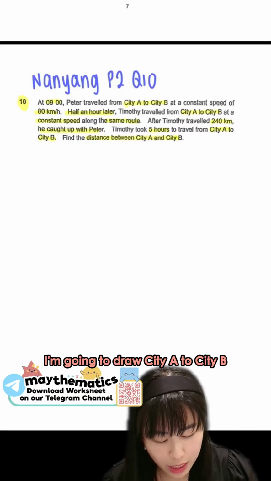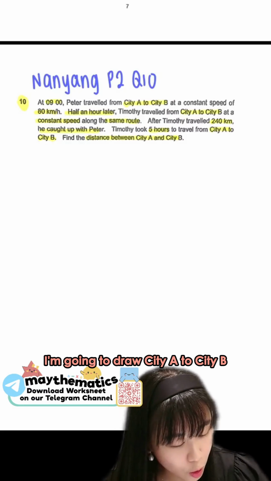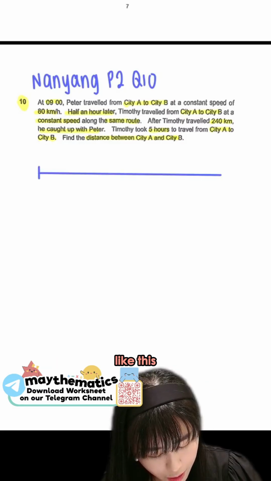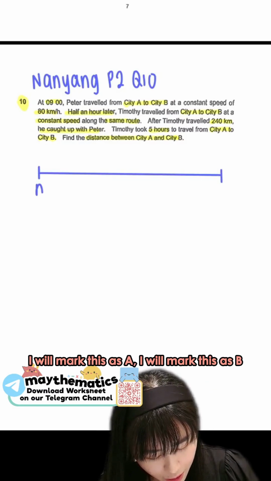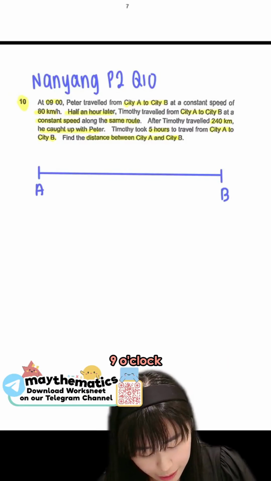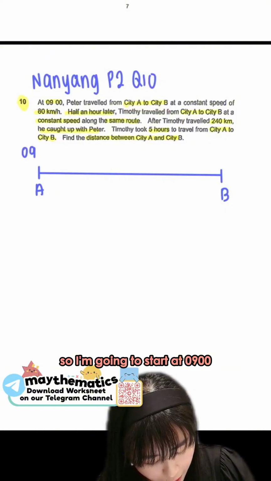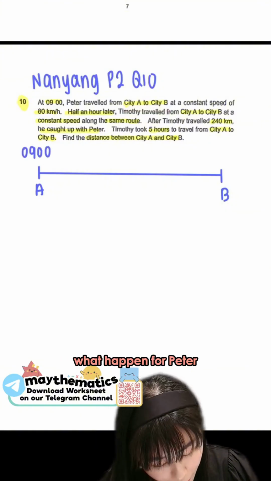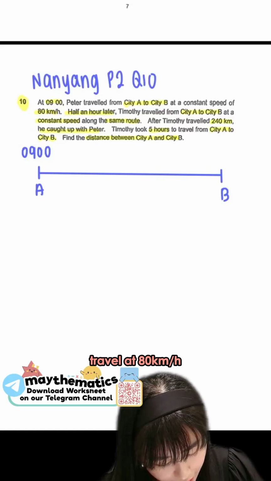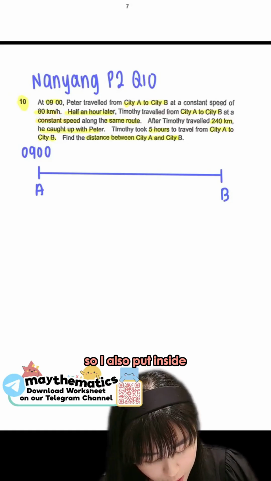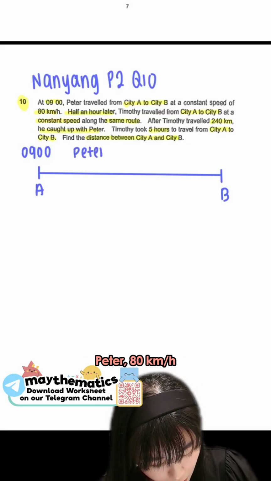Okay, I'm going to draw city A to city B. So first, like this. I will mark this as A. I will mark this as B. At 9 o'clock, Peter traveled from A to B, so I'm going to start at 9 o'clock, 0900. What happened for Peter? Travel at 80 km per hour, so I also put inside: Peter, 80 km per hour.